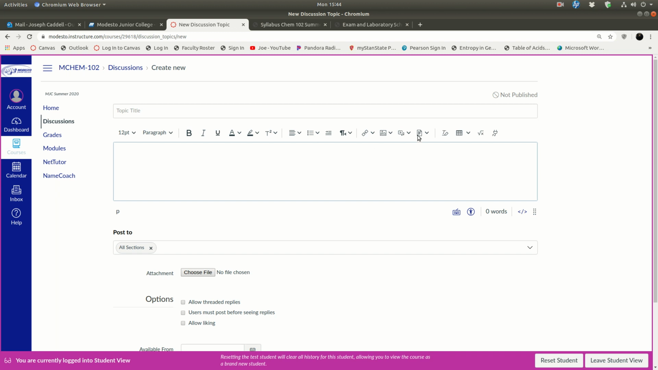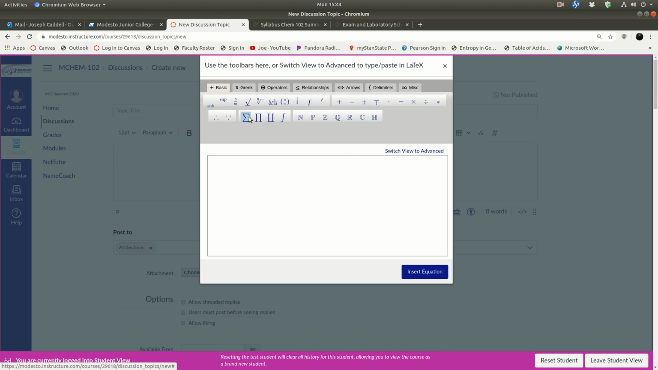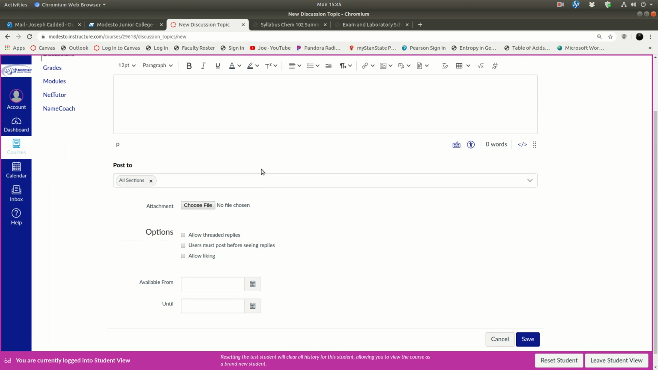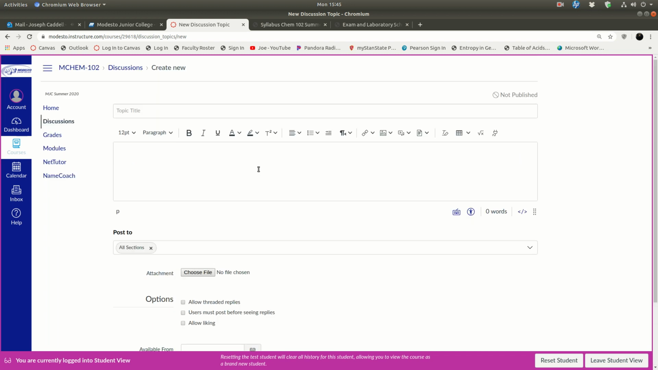Ask your question in here. You see that little square root sign with the X underneath it? If you click on that, that is where all the good stuff is. That's the equation editor. So, fractions, superscripts, root signs, relationships, arrows, which we use, Greek letters, which we use, right? All that good stuff. So use that. Okay, it makes it so much easier. Now, and then click save, and I'll see the question and I'll answer it.